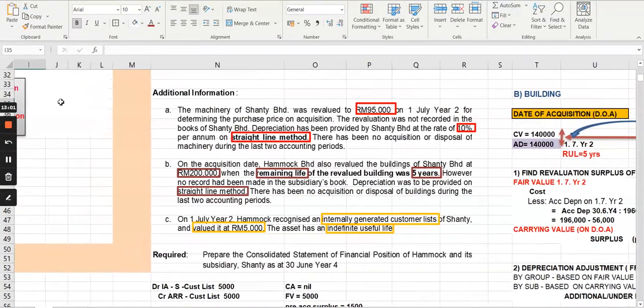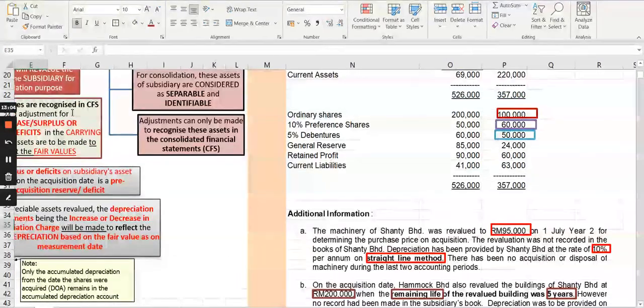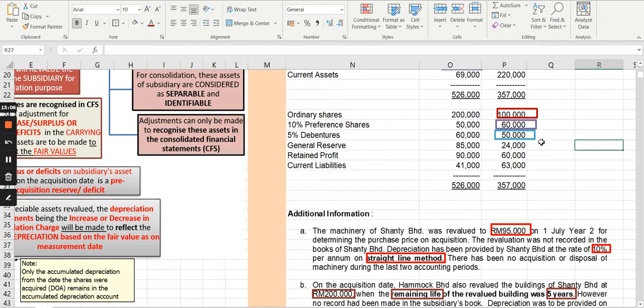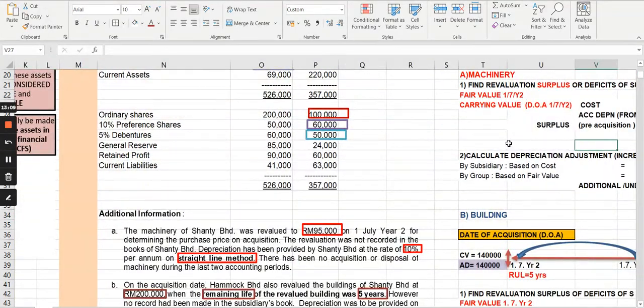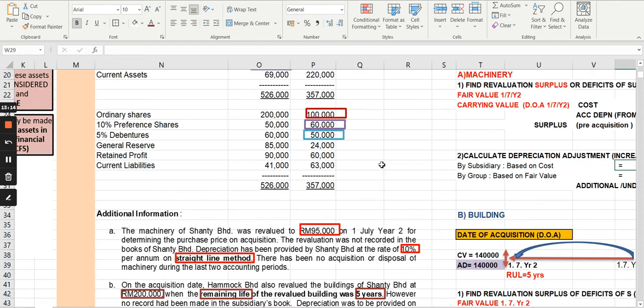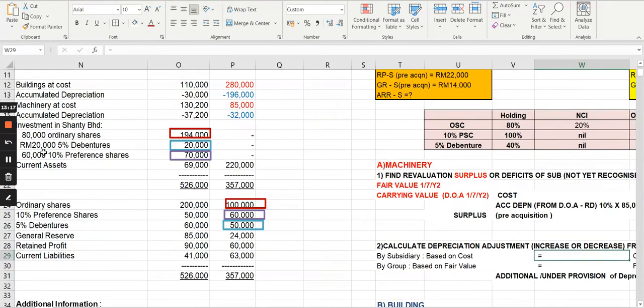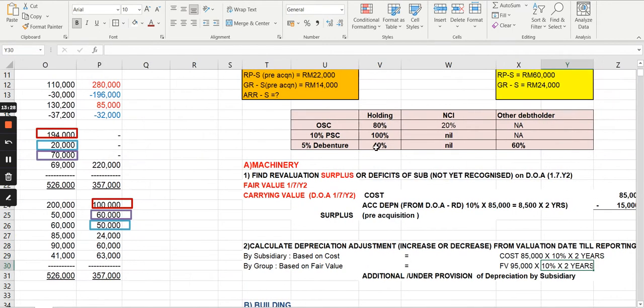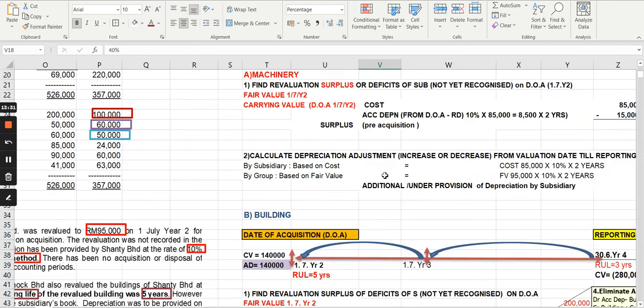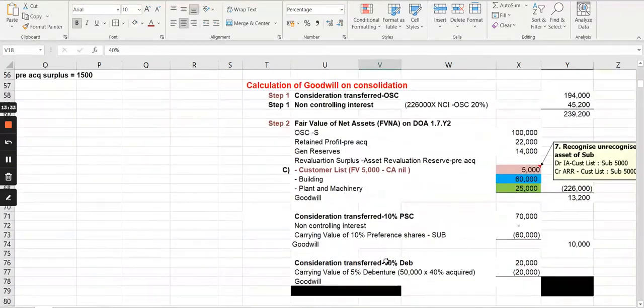Again, I'm showing you this because in my other videos later, I won't be focusing on calculation of goodwill. I will just focus on other intercompany transactions. So 50,000. What you acquired is 20,000 from this 50,000. So 20 divided by 50 gives you 40% here. That 40% will be multiplied with the 50,000 carrying value.